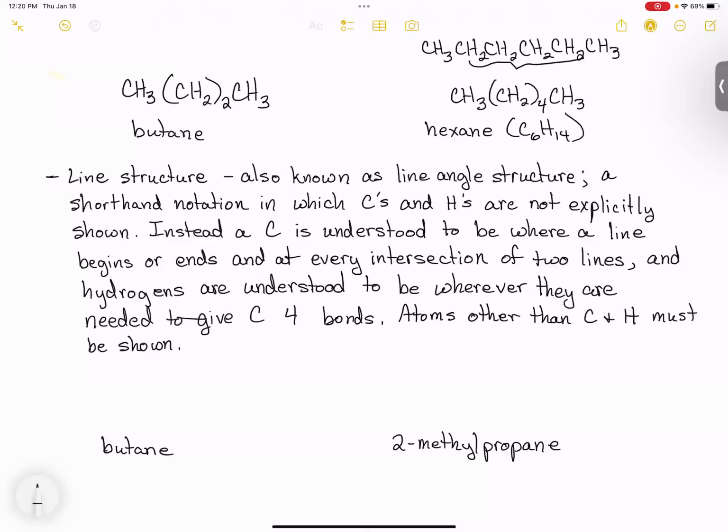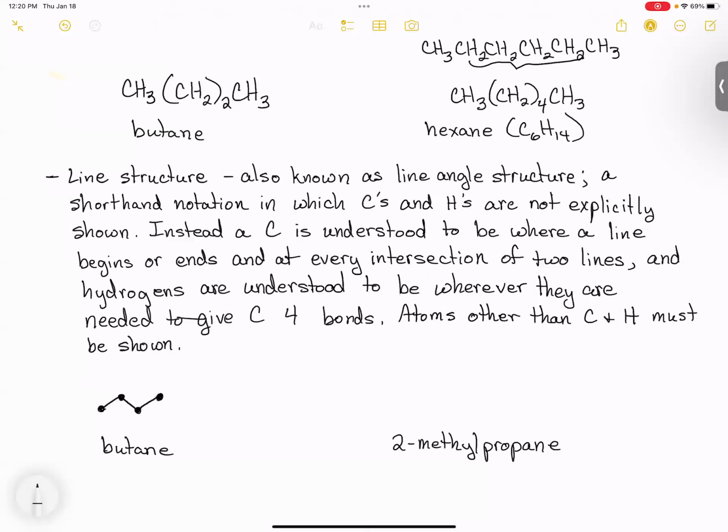So let's just look at an example here. Let's go with this butane that we've been working with, and let's look at the line structure. So butane has 4 carbons. So basically, it's got to be at 4 points. So you have point 1, 2, 3, 4. That is the line structure for butane. And basically, without illustrating, there's a carbon at each of these points along the line, kind of like a constellation, but we don't show those points.